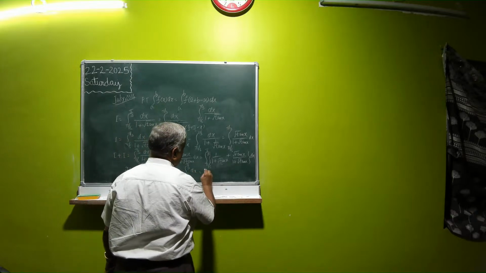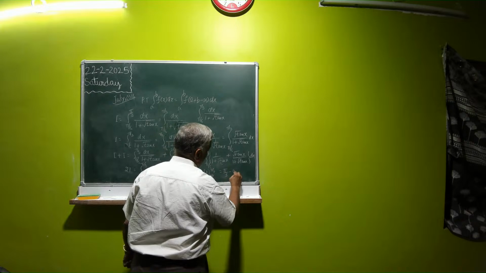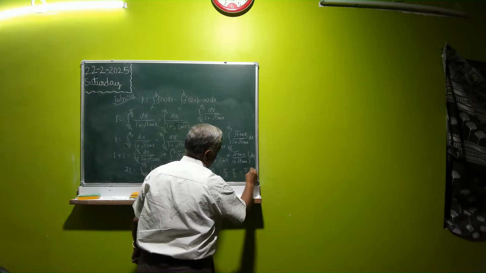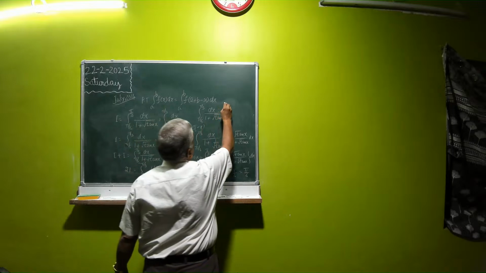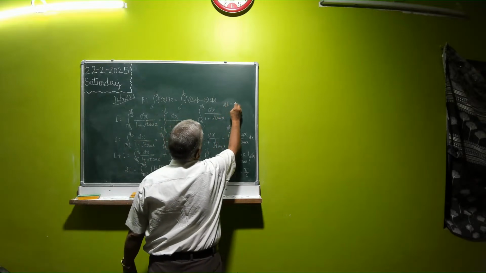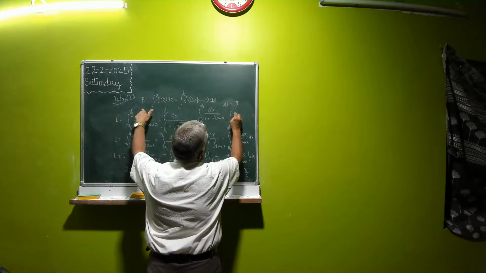You get integral pi by 6 to pi by 3 dx. Integration of dx is x. What's the limit? Pi by 6 to pi by 3. That is pi by 3 minus pi by 6, that is pi by 6. So what do you have? You have 2y is equal to pi by 6. But what we want is I. Therefore I is equal to.